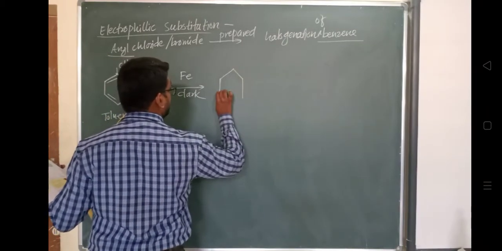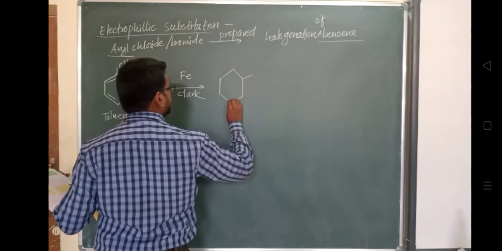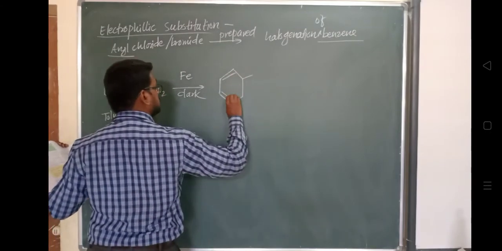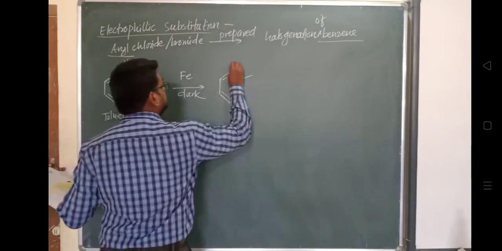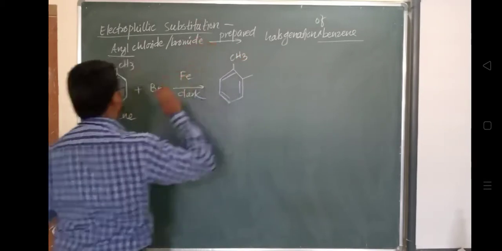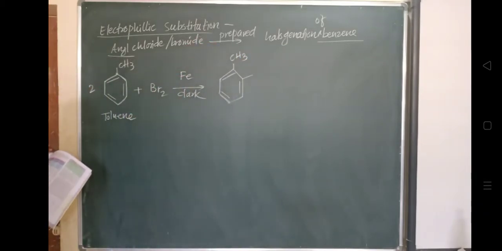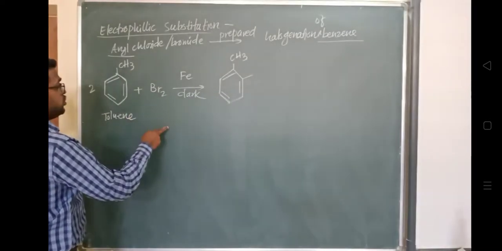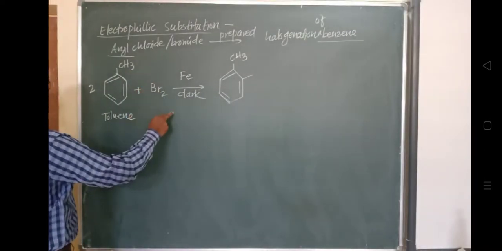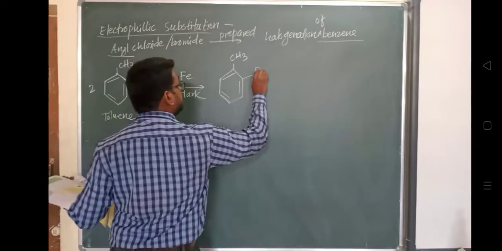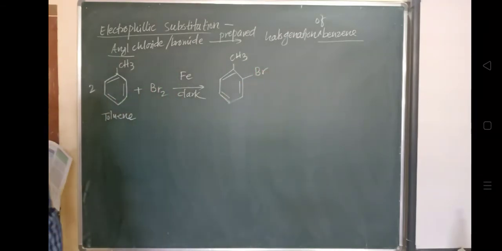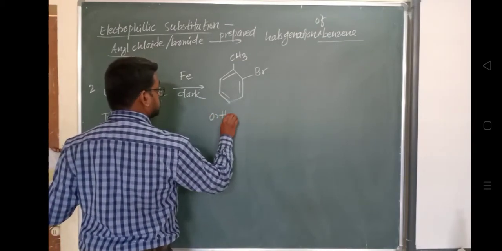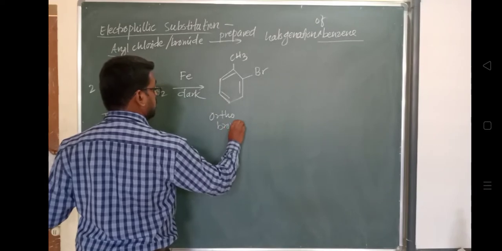Look, ortho means the substituent will be attached here, in this way: 1, 2, and this is 3. This is CH3, which is called toluene. Now one bromine will be attached here, and this is called ortho bromotoluene.